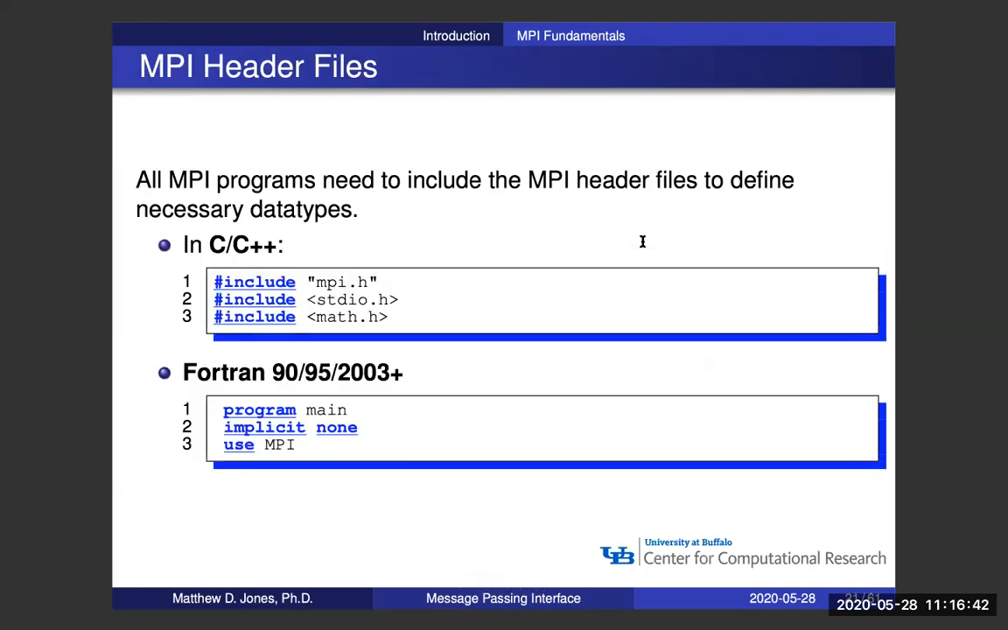That header file, you can probably guess what the name of that is going to be. In C and C++, it's MPI.h. In Fortran, there should be a module for it. It's just use MPI.